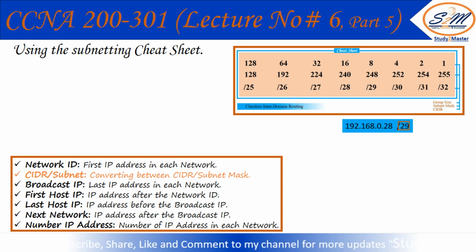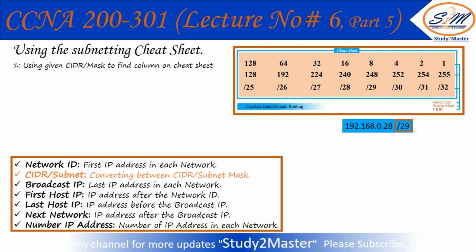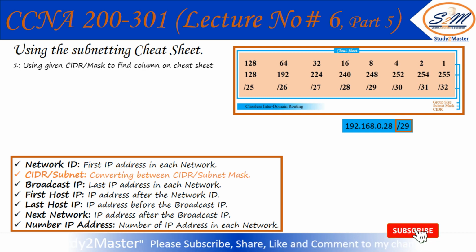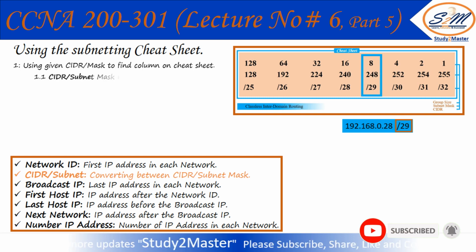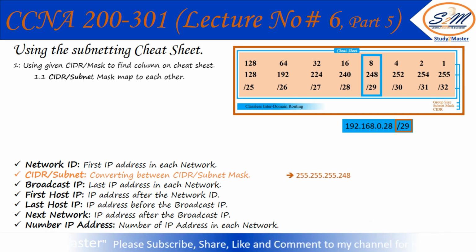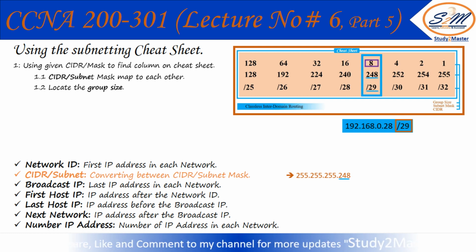Again, we look over the cheat sheet. So /29, using the given CIDR mask to find the column on the cheat sheet. So here we locate the 5th column of the cheat sheet. So the subnet mask will be 255.255.255.248. Why 248? Because /29 is mapped with 248 and a group size of 8.